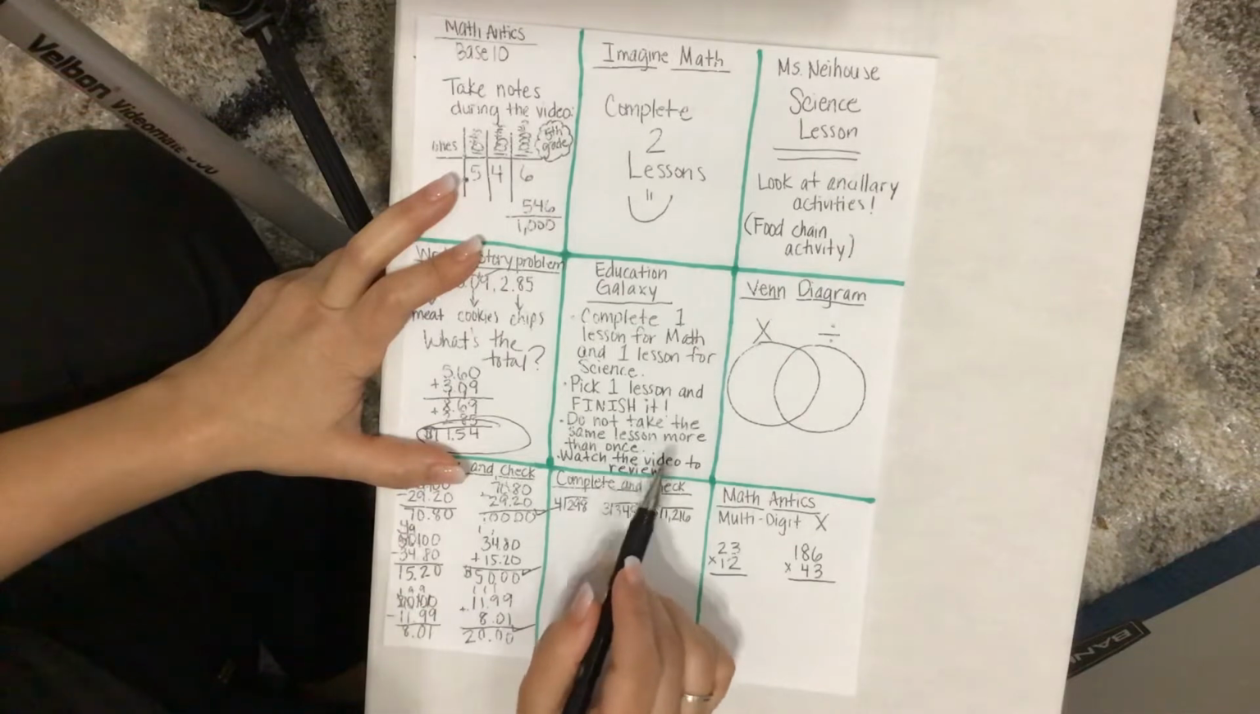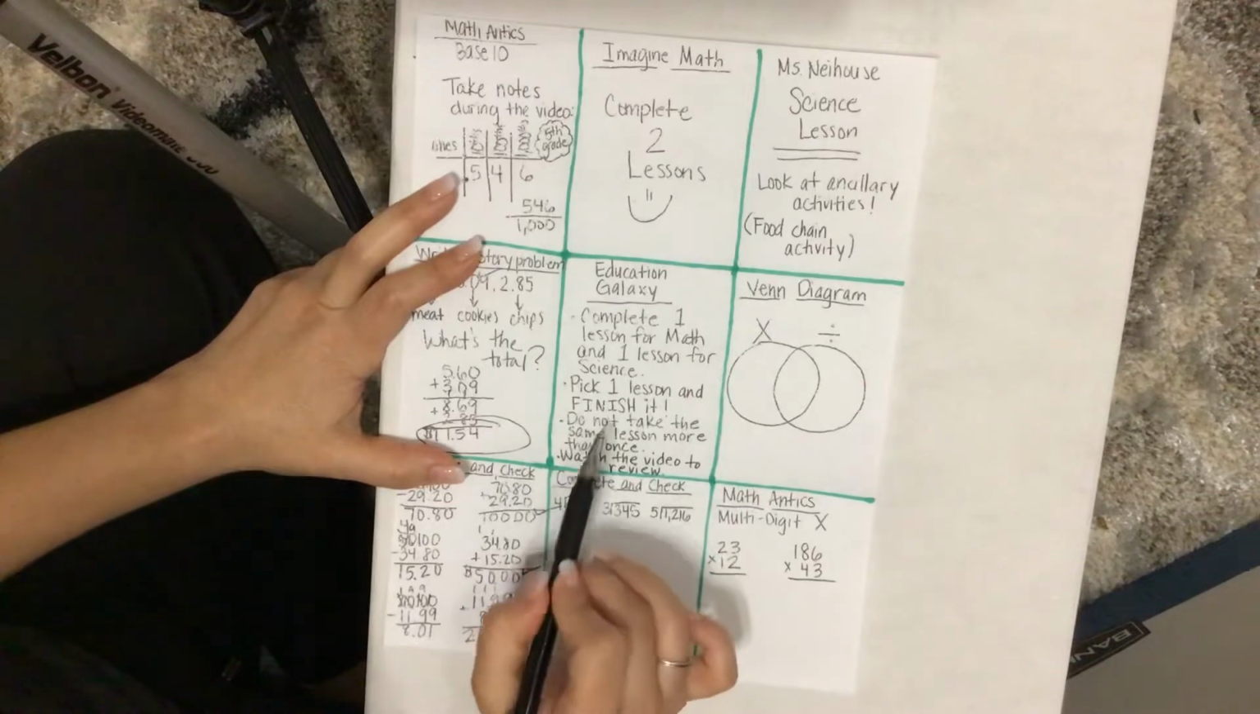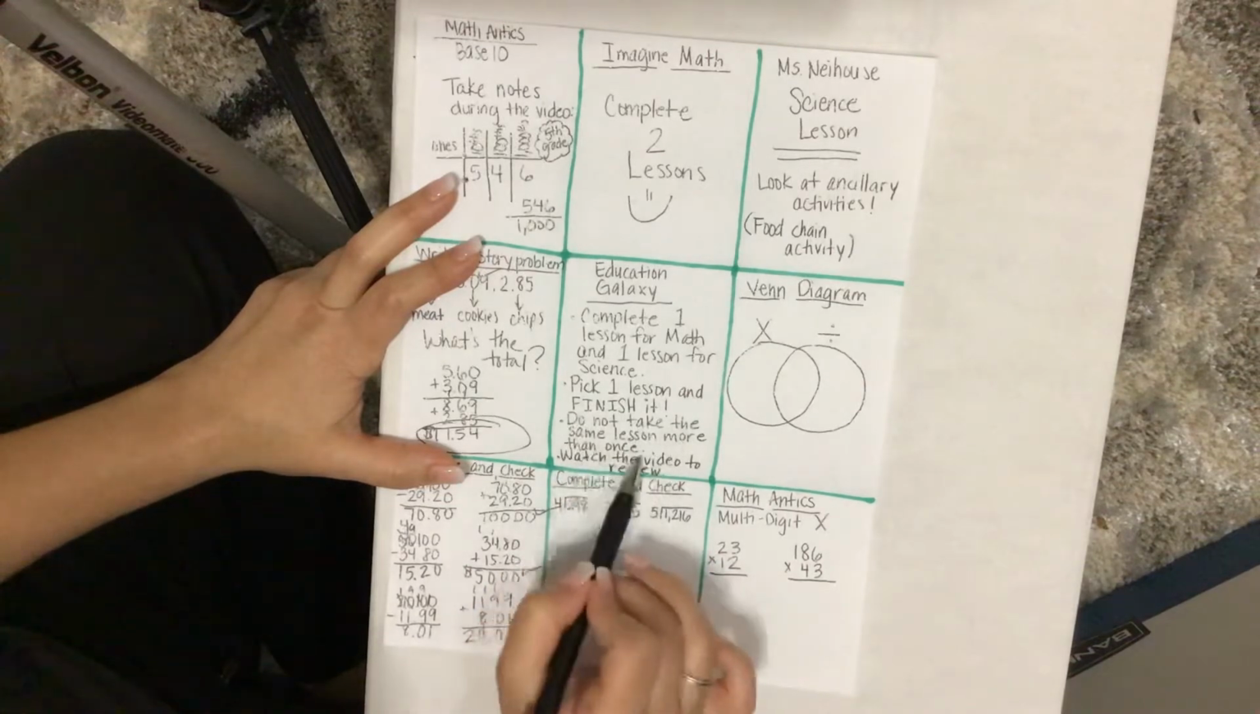Okay, so don't start another one and then another one. You need to finish it. Rule number 3, do not take the same lesson more than once.